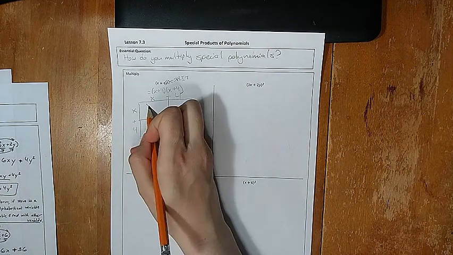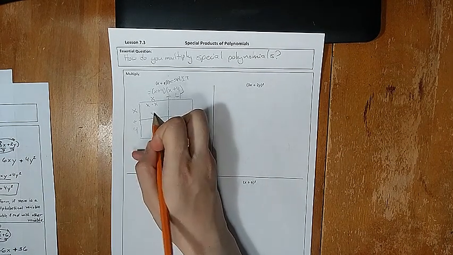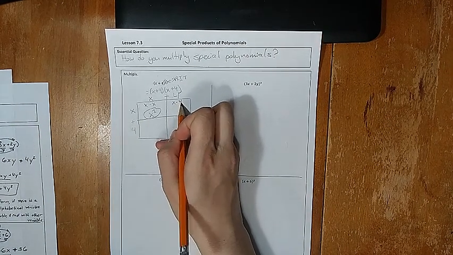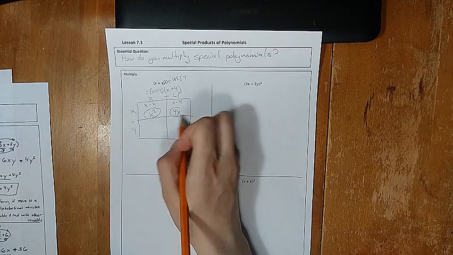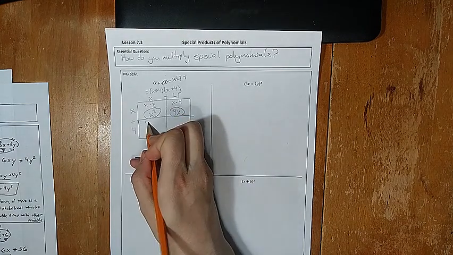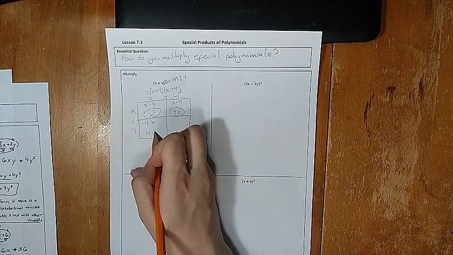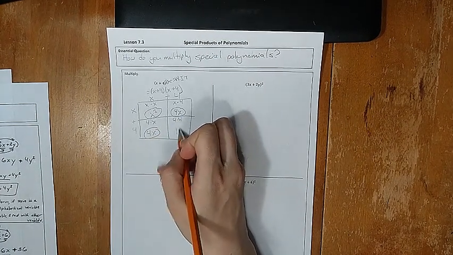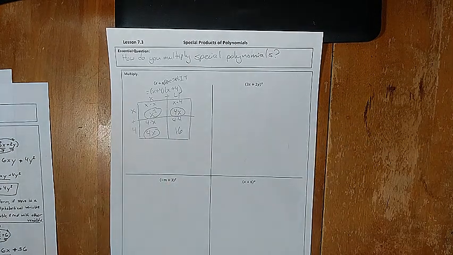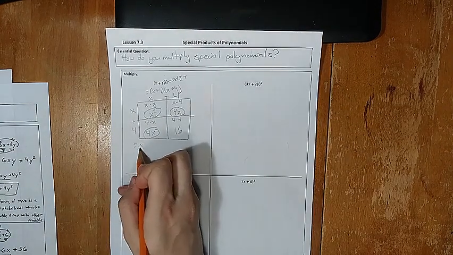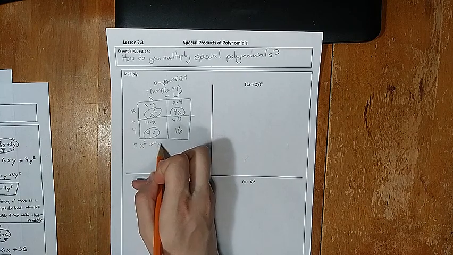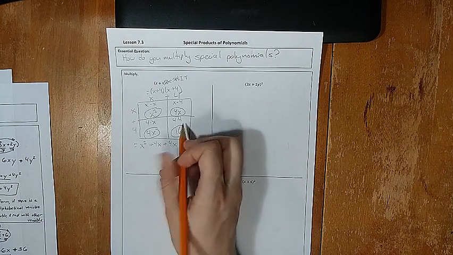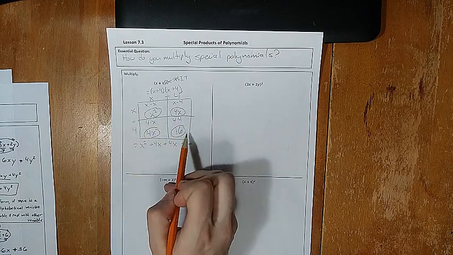In our top left, I have an x times x, which is x squared. In the top right, I have an x times 4, which is 4x. In the bottom left, I have a 4 times x, which is 4x. And in the bottom right, 4 times 4, which is 16. So when I rewrite this, we get x squared plus 4x plus 4x plus 16, because I'm just reading, starting with the top left, going to the bottom right.